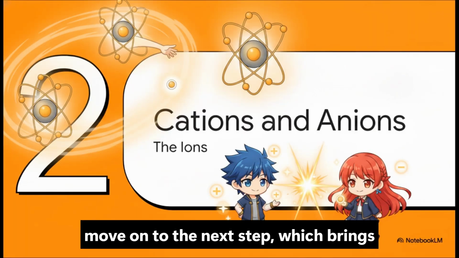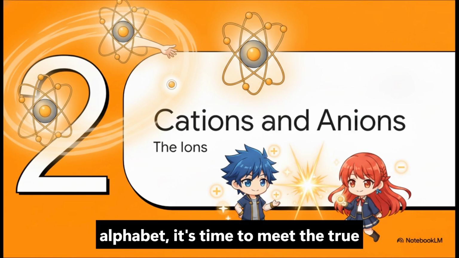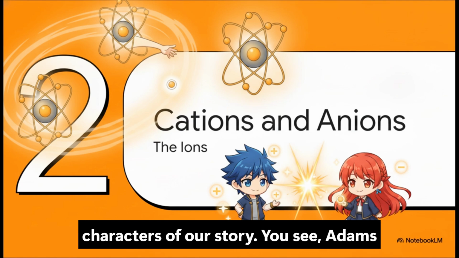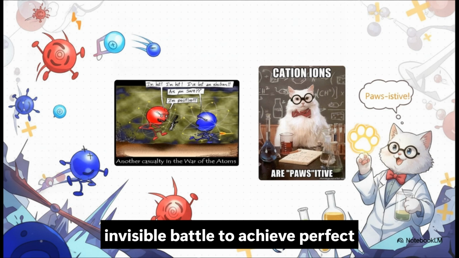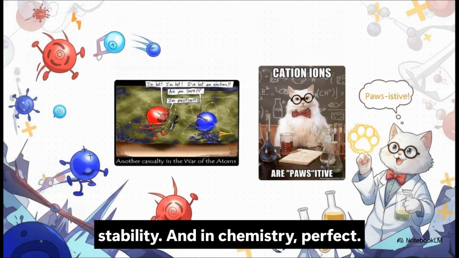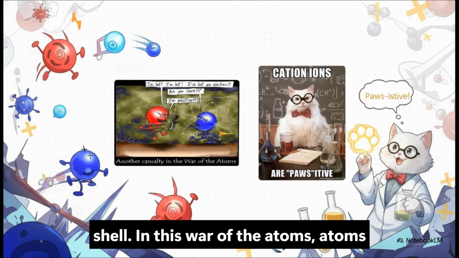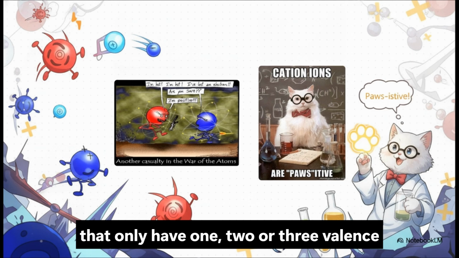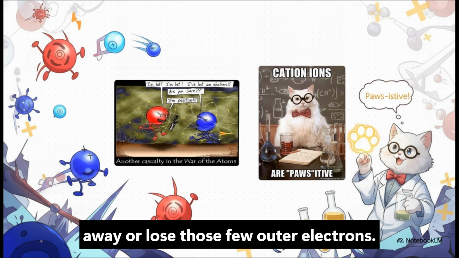Which brings us to section 2, ions, cations, and anions. Now that we can read the alphabet, it's time to meet the true characters of our story. You see, atoms are basically locked in this constant, invisible battle to achieve perfect stability. And in chemistry, perfect stability usually means having exactly 8 valence electrons in their outermost shell. In this war of the atoms, those that only have 1, 2, or 3 valence electrons find it way easier to just give away or lose those few outer electrons.